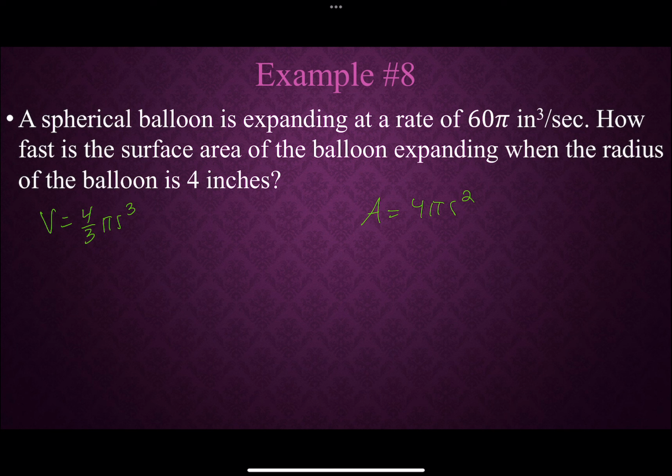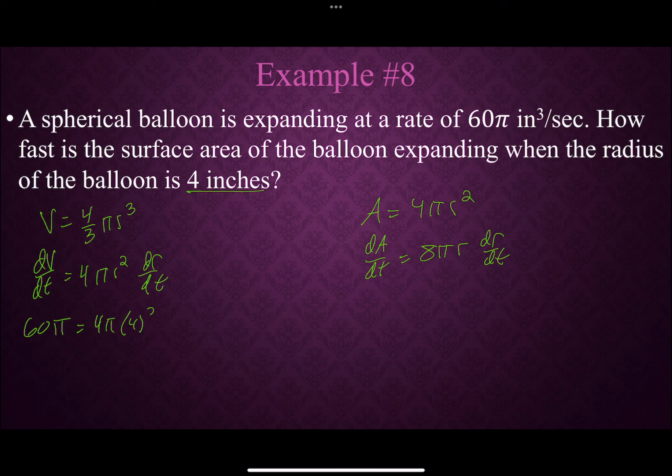Now, they don't tell us the value of dr/dt. Because if you take the derivative of the surface area, dA/dt would be 8 pi r dr/dt. We want to find dA/dt. They give us the value of r, 4 inches. We don't know dr/dt, but we do know dV/dt. So we can work with the first equation, taking that derivative. dV/dt is 4 pi r squared dr/dt. So we can fill in the 60 pi, and it's positive because we're expanding: 60 pi equals 4 pi times 4 squared dr/dt. We can solve for dr/dt here.